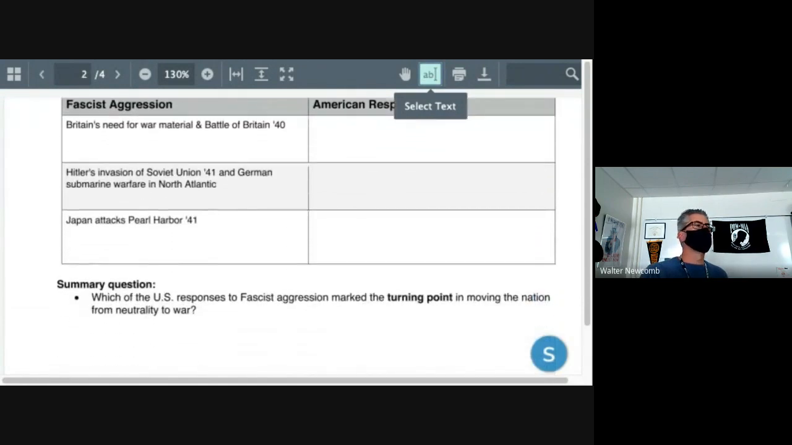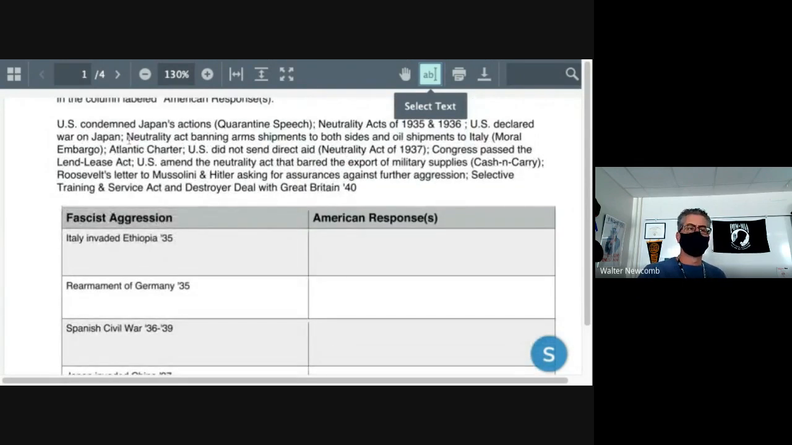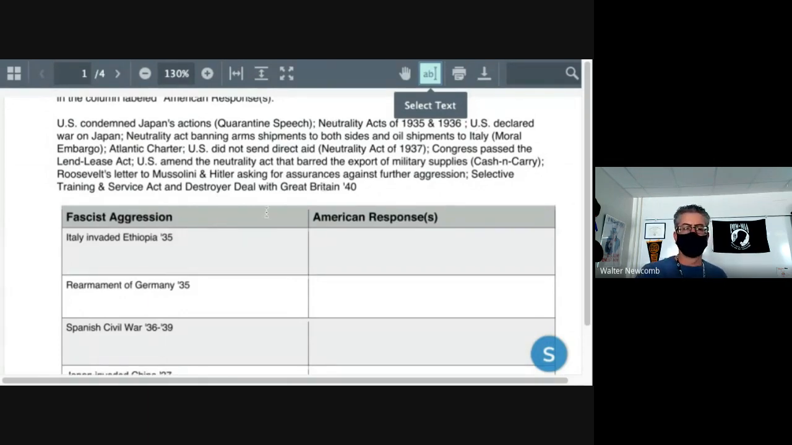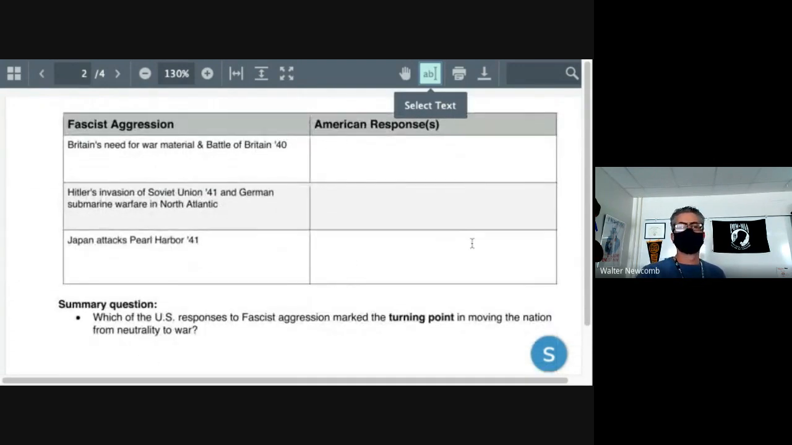We could probably assume, if we look at Japan attacks Pearl Harbor in 1941, you look up here, the U.S. declared war on Japan. All right, so there's your freebie, which really wasn't a freebie. You could figure that one out on your own. So I would just write declared war on Japan. Cross it off the list. So use the words, use the phrases that are up there.